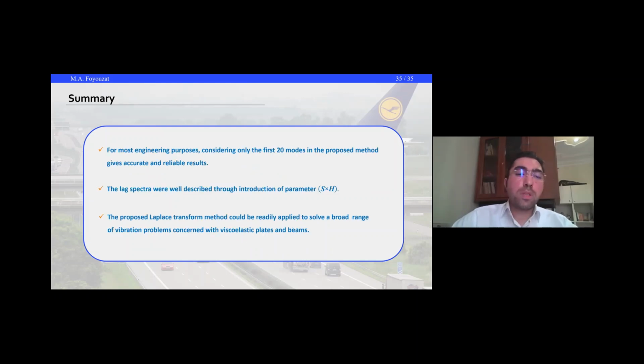For most engineering purposes, considering only the first 20 modes in the proposed method gives accurate and reliable results. The lag spectra were well described through introduction of parameter S times H. And finally, the proposed Laplace transform method introduced here could be readily applied to solve a broad range of vibration problems concerned with viscoelastic plates, beams, and more generally structures.